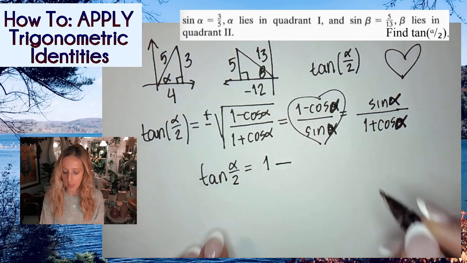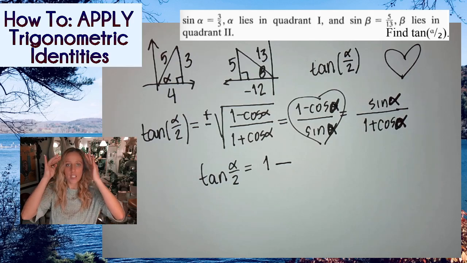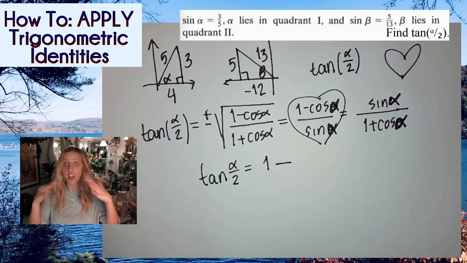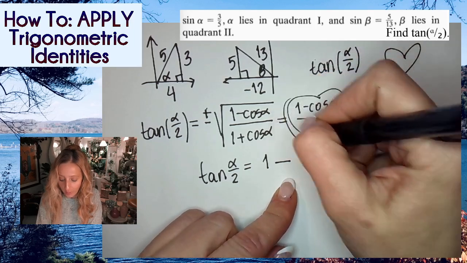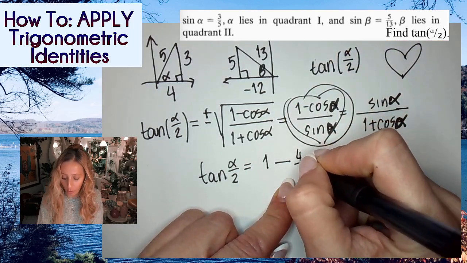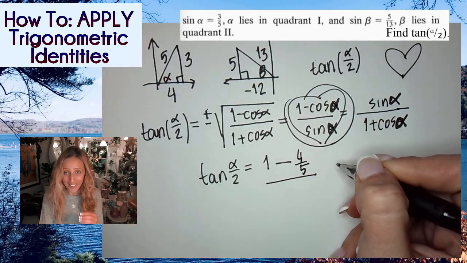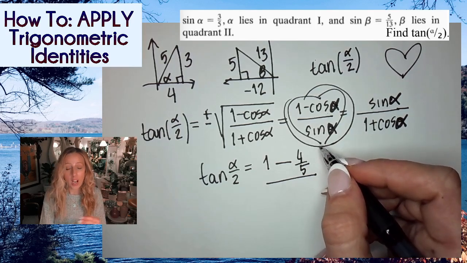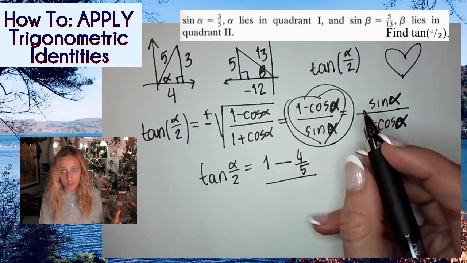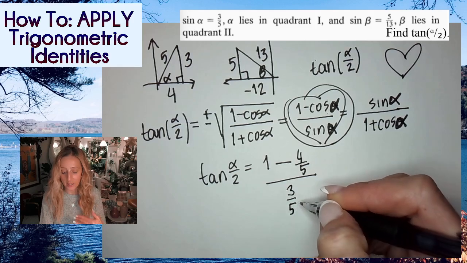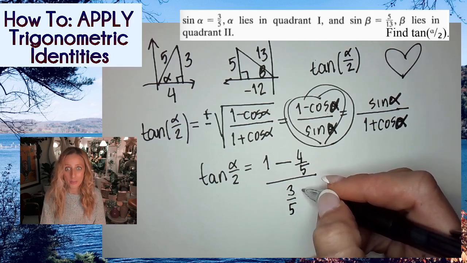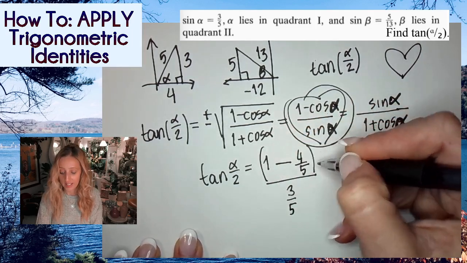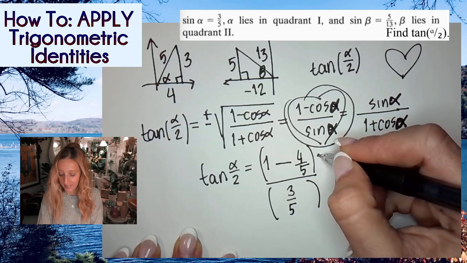1 minus, do not write down cosine 4 over 5. That is not a thing. The cosine of alpha, I'm doing this right now, is 4 over 5. You're done. Don't write cosine in front of that. And then sine of alpha, do not write sine 3 over 5. It is 3 over 5. The sine of alpha is 3 over 5. Don't put sine in front of that. That is not okay. Clear it out.